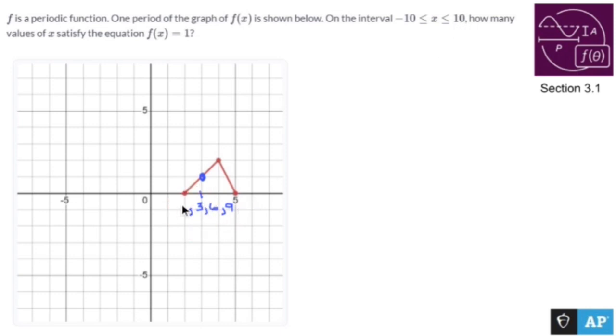Let's go in reverse. At 0, it's going to happen again. At -3, it's going to happen again. At -6, it's going to happen again. At -9, it's going to happen again. At -12, it's going to happen again, but I don't care about -12.